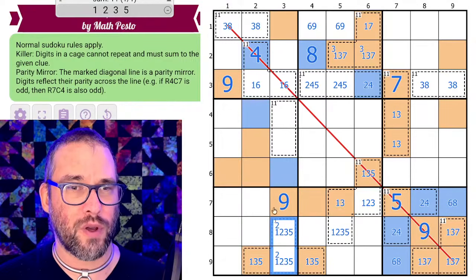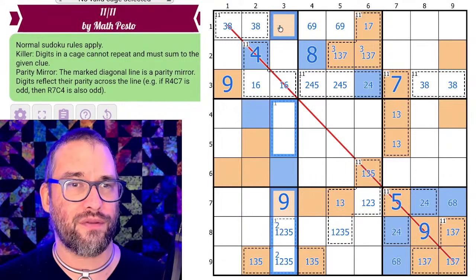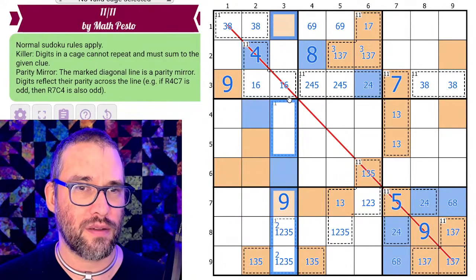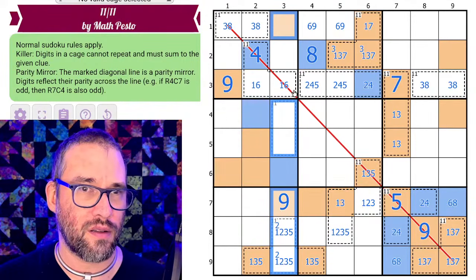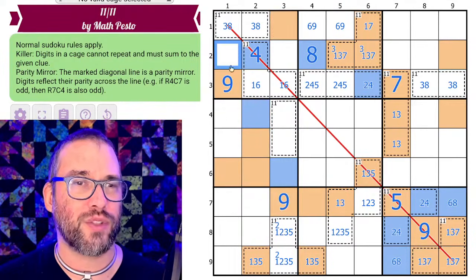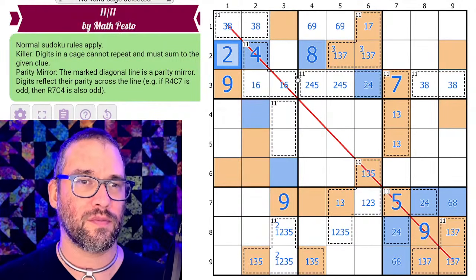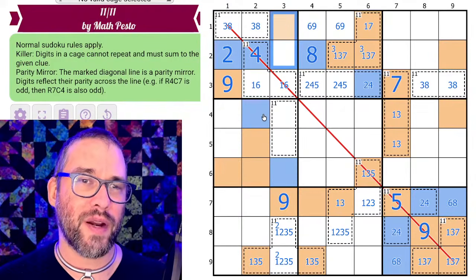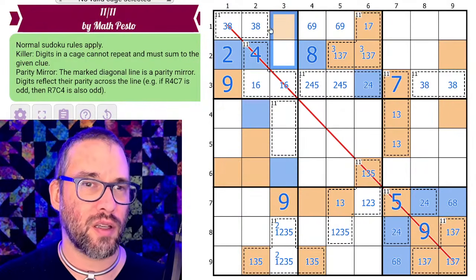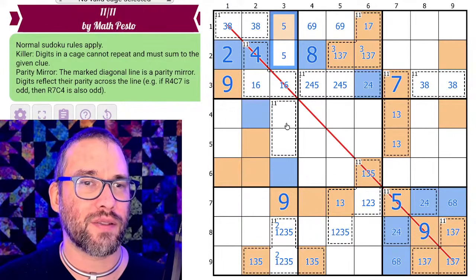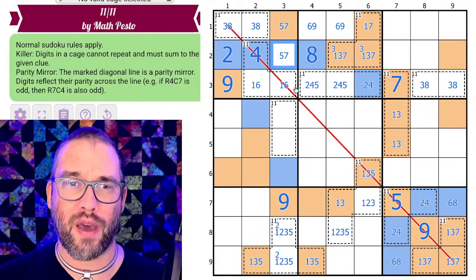Let's see. We have 1, 2, 3, 4 odds in column 3. Oh, 2 now placed in box 1. Thank you, James. So we can write in this pair. 1, 2, 3, 4, 5, and 7. So these are both odd.